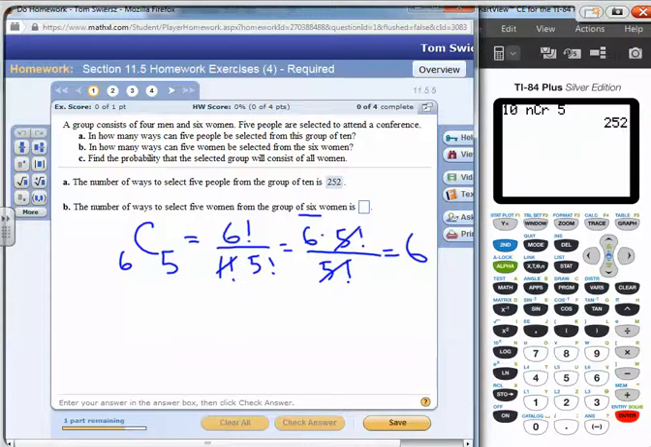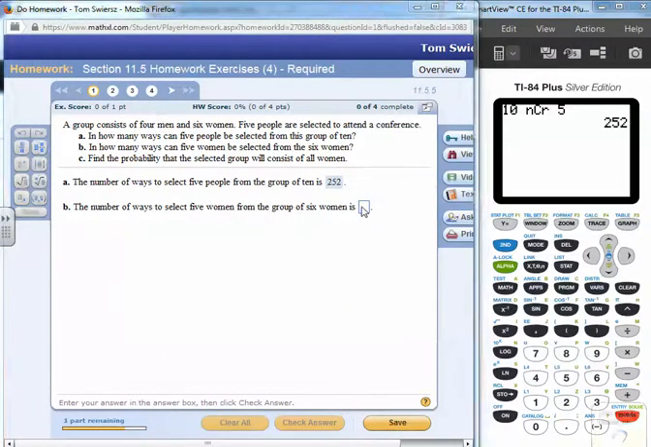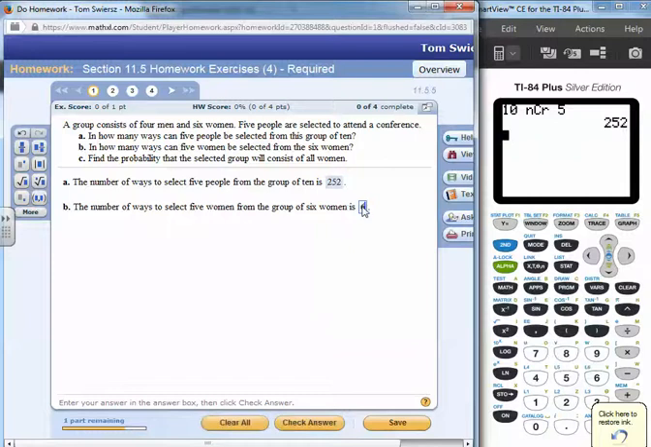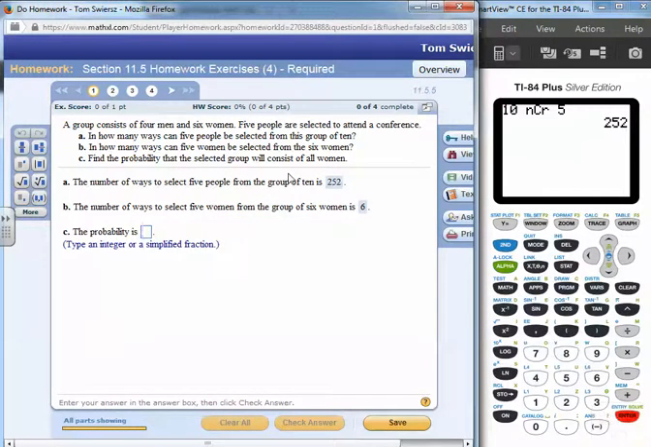Again, you can do it on your calculator. The numbers were small and easy to do, so I'll just do it by hand on that one. So we've got 6 for that answer. Now, what's the probability that the group will consist of all women?